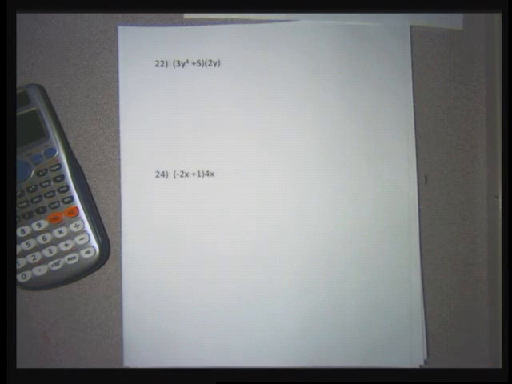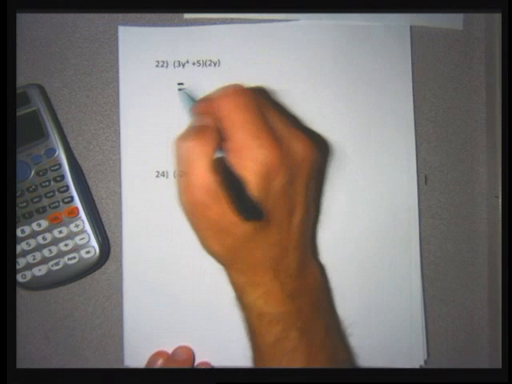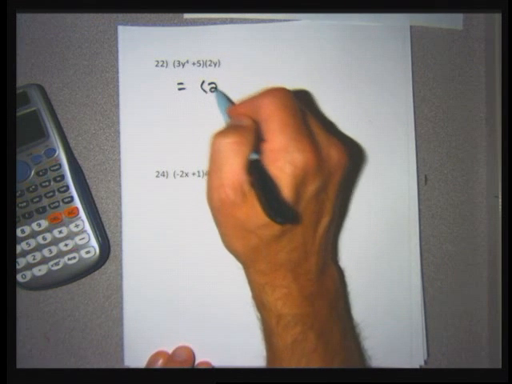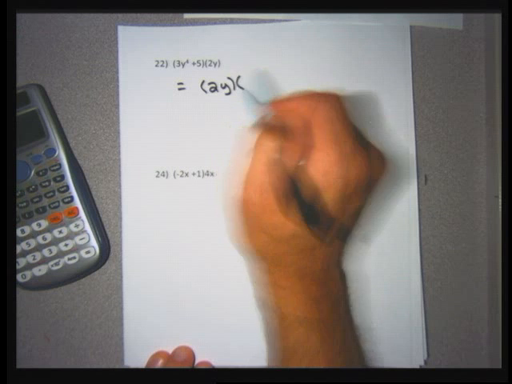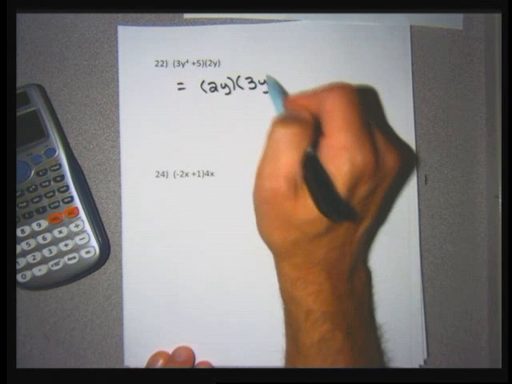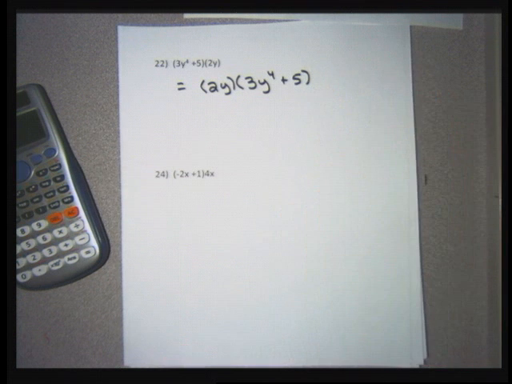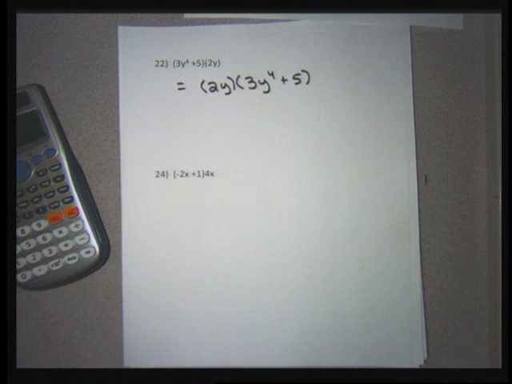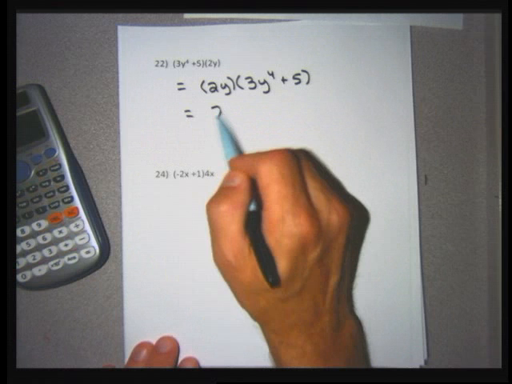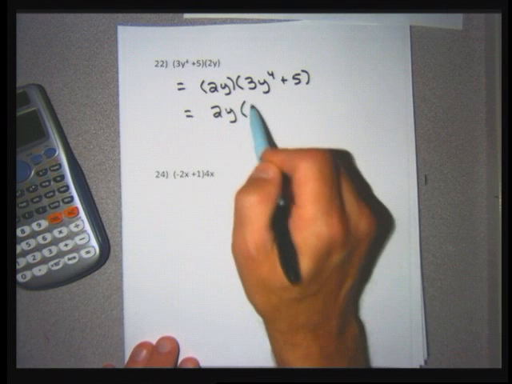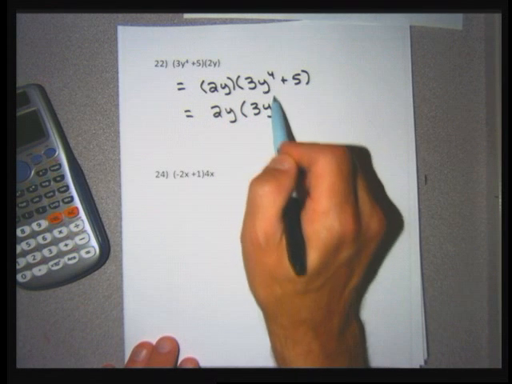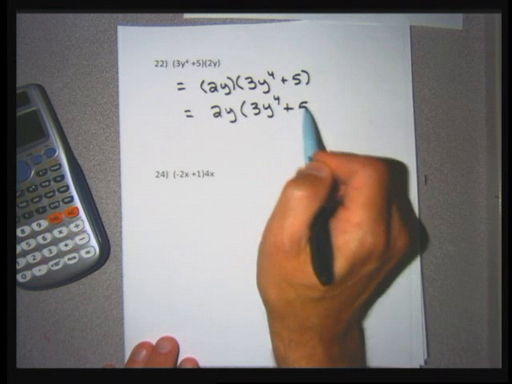Problem 22 is written oddly, and I can rewrite it so it doesn't look so odd. I can rewrite it with the 2y first and the 3y to the fourth plus 5 second. That certainly looks more like I'm used to, and multiplication is commutative, so you can always change the order of any multiplication problem. And whether or not that 2y is in a parentheses, what I'm going to do next is going to be the same. So whether you leave the parentheses or drop the parentheses, that's completely up to you.